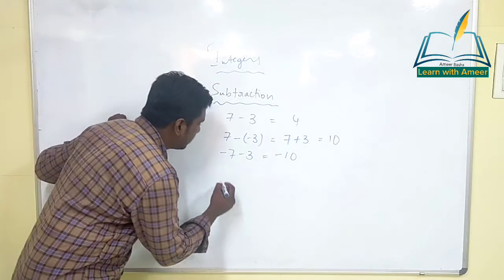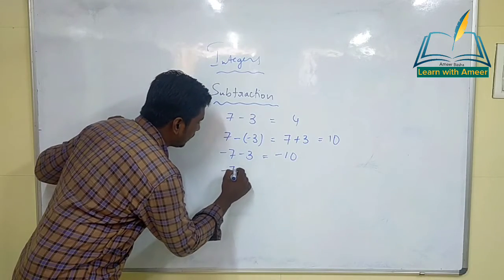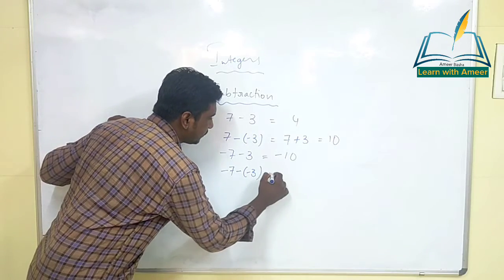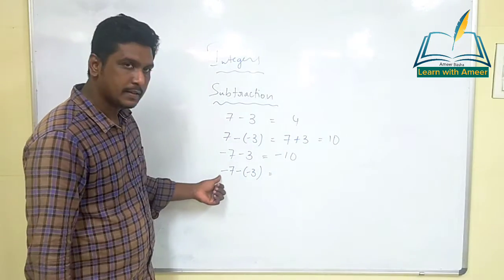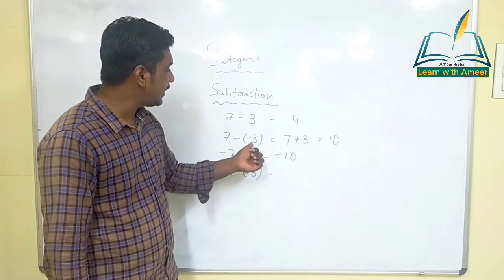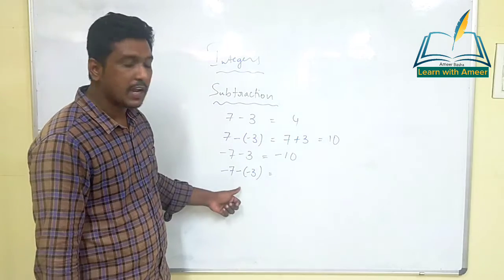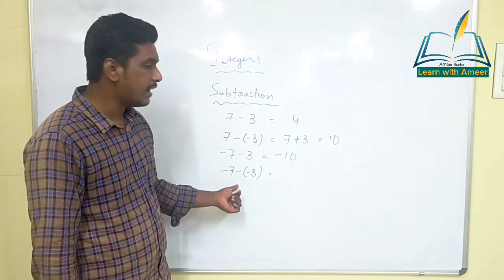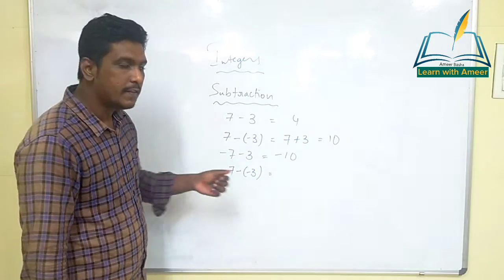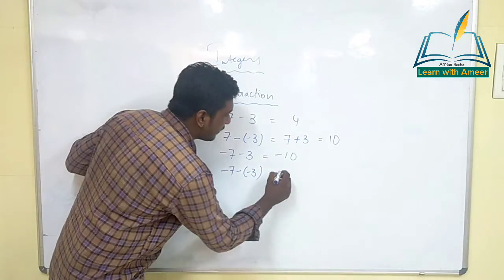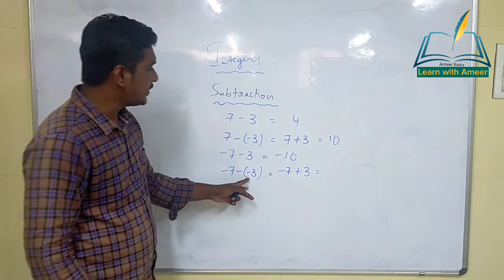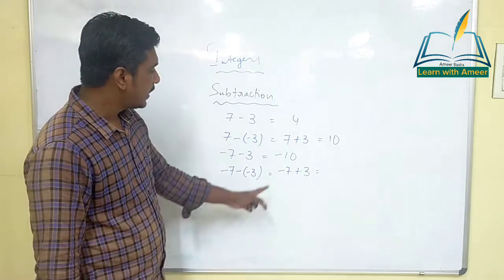One more type of example. Minus 7 minus, minus 3. Minus 7 minus, minus 3 again. Like we did before, children, we have to simplify it first. Minus into minus, what does it become, children? Plus. So minus 7 plus 3, because minus into minus is plus.